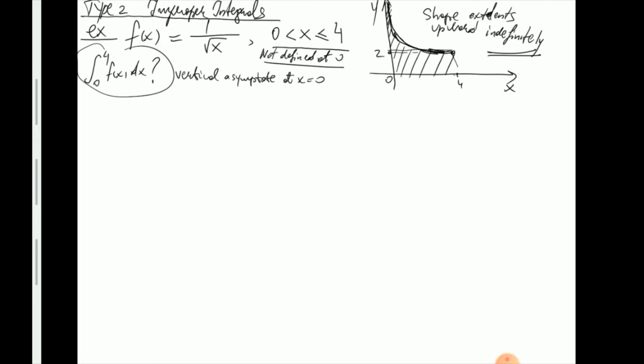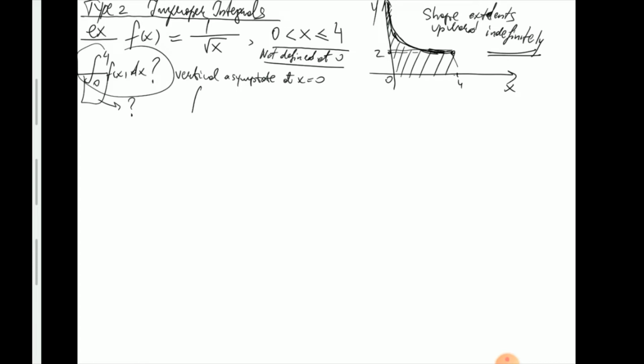The area may or may not exist, provided that a certain limit may or may not exist. The way to compute this and figure out the answer is very similar to the previous case. Essentially, you choose a variable to replace the troublemaker, namely the point of discontinuity, or the point where the function doesn't exist, and then take the limit as that variable approaches that point. This will be a sided limit because the function is defined between 0 and 4, so we don't actually care what happens if x is less than 0.